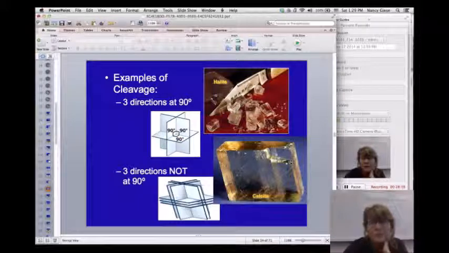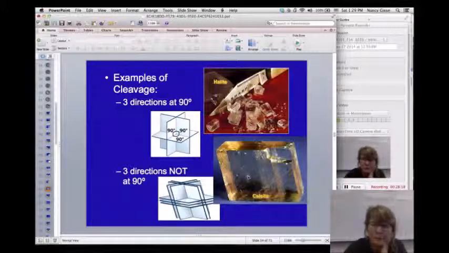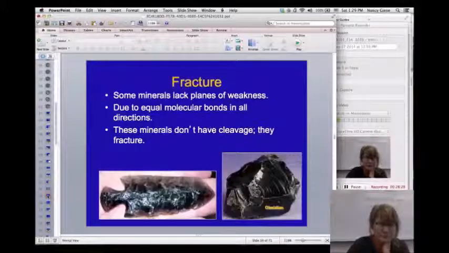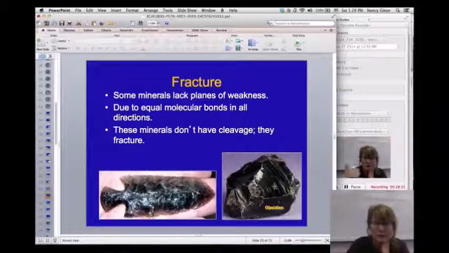Cleavage can be difficult to identify because in nature things are not as perfect as geometric drawings or textbook examples, but your samples should be fairly easy to identify the cleavage in. It just takes practice. And again, if a mineral does not show repeating flat surfaces in the same direction, then we say it does not have cleavage. As a matter of fact, we say that it has fracture.